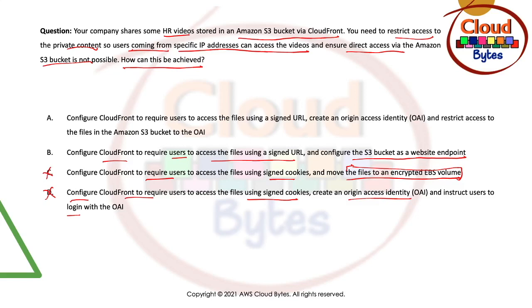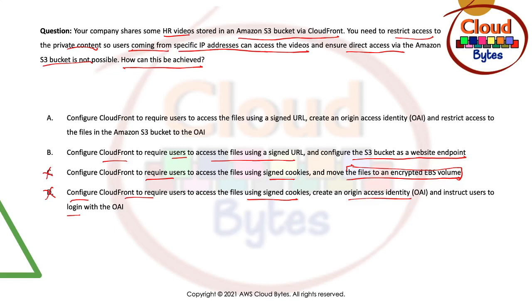To achieve this, basically, we need to use origin access identity, which is basically a special CloudFront user that is associated with your distribution. So when you create a CloudFront distribution, you can add an OAI to that. Now, you can change the permission either on your S3 bucket or on the files in your bucket so that the OAI has read permission.